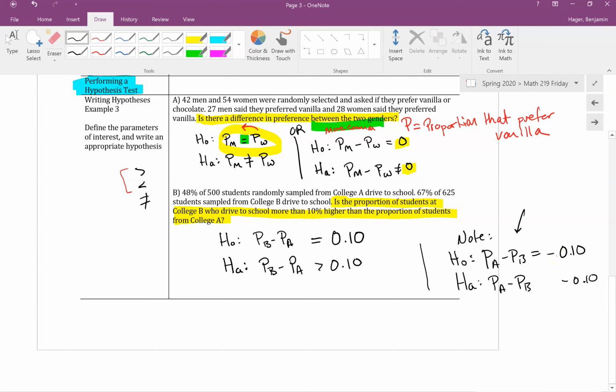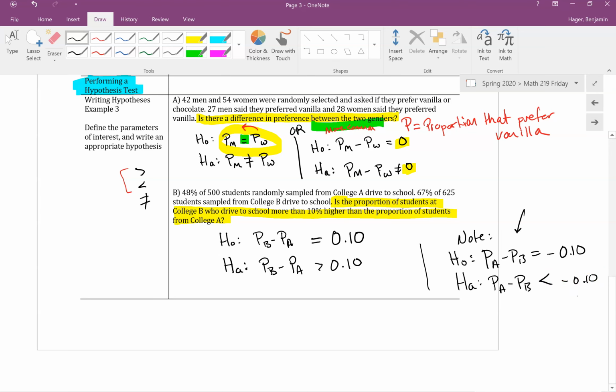this can get tricky because it tends to flip the inequality sign. Because here I'm trying to determine if B is bigger than A by more than 10%. Meaning if it is, like say 15%, then if I were to reverse the order here, this would actually need to be even smaller than this. It would be like maybe negative 0.15.